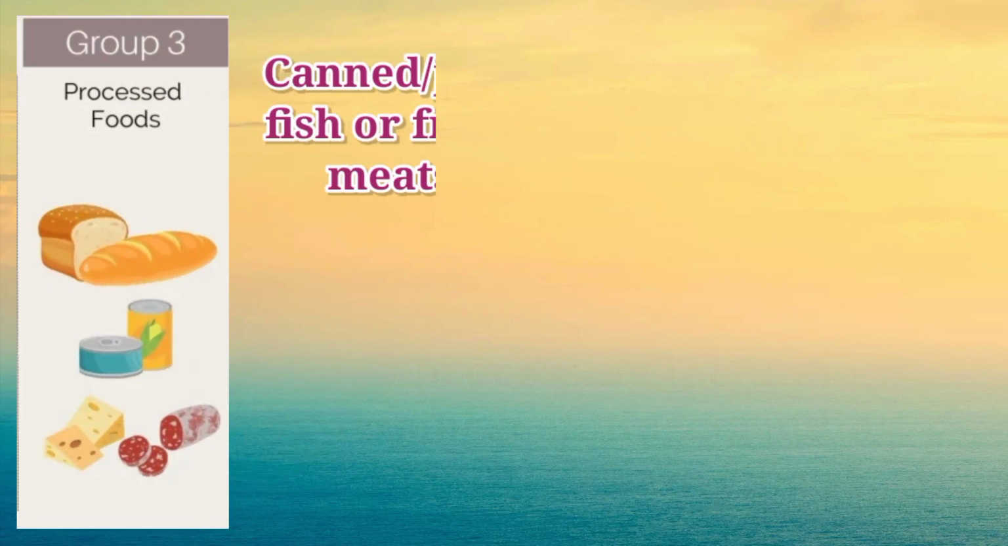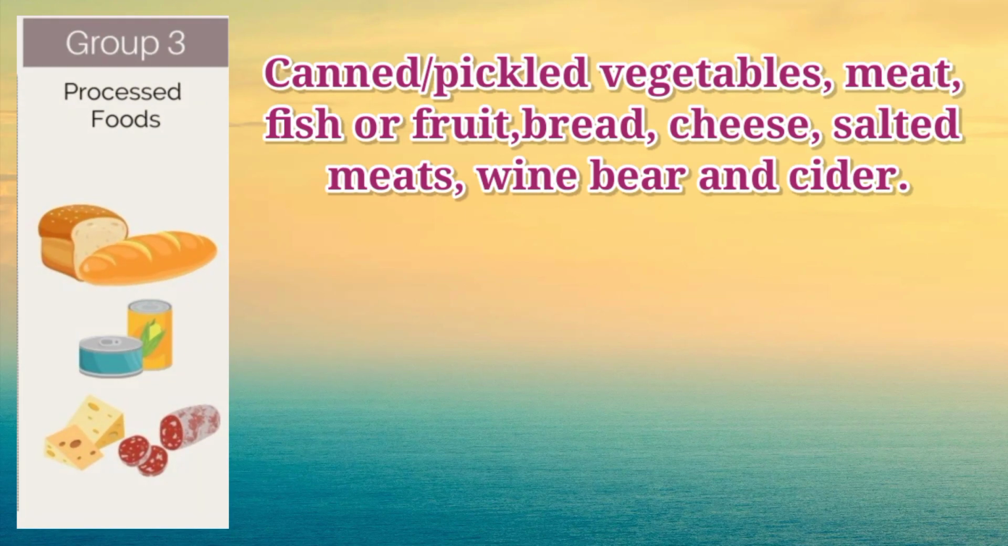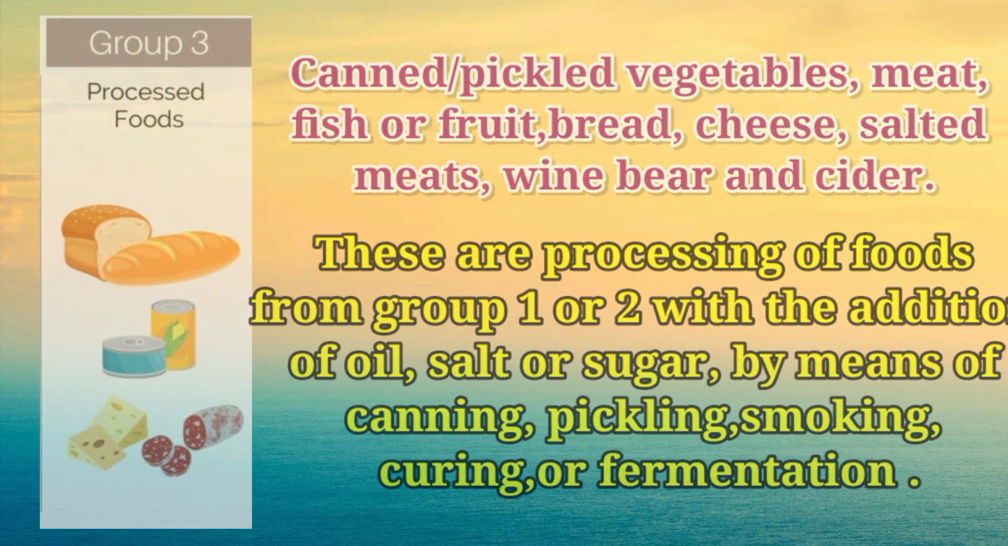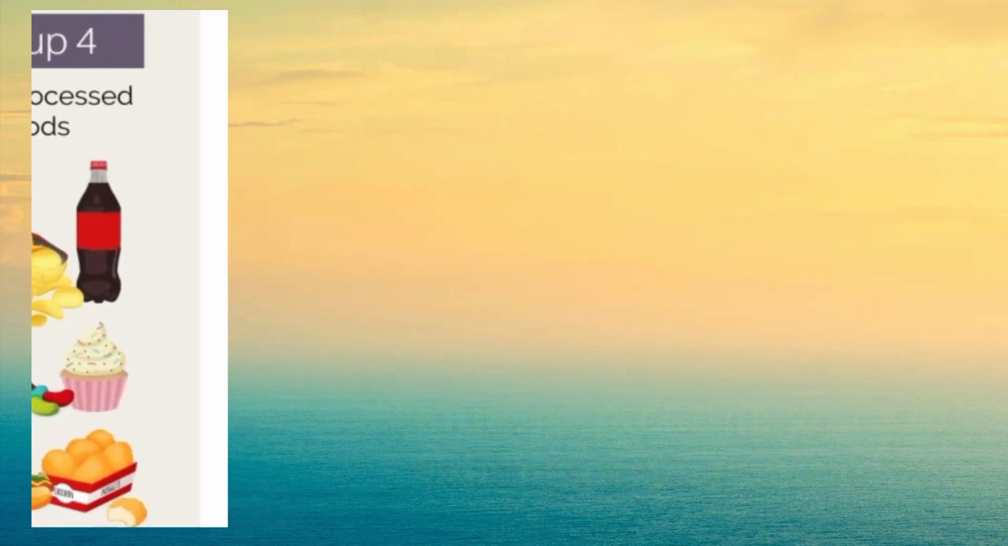Processed foods are canned or pickled vegetables, meat, fish or fruit, bread, cheese, salted meats, wine, beer, and cider. These are processing of foods from group 1 or 2 with addition of oil, salt or sugar by means of canning, pickling, smoking, curing, or fermentation.